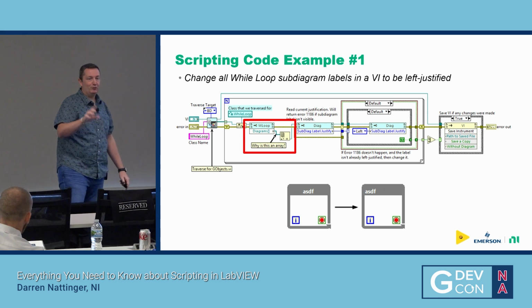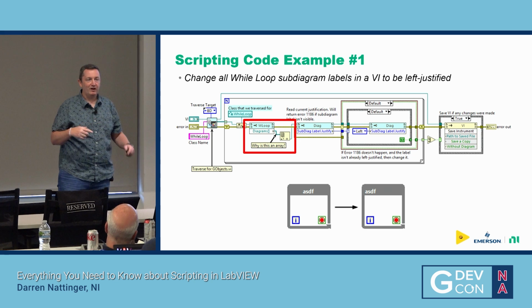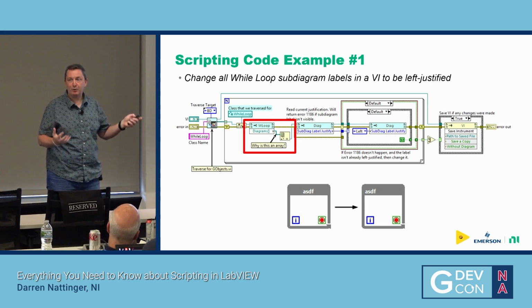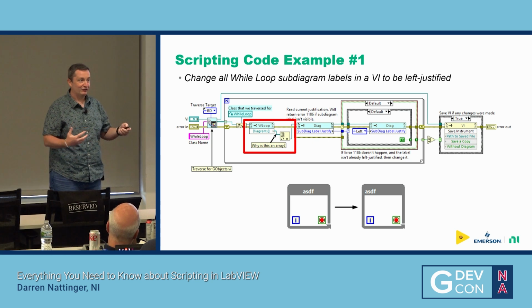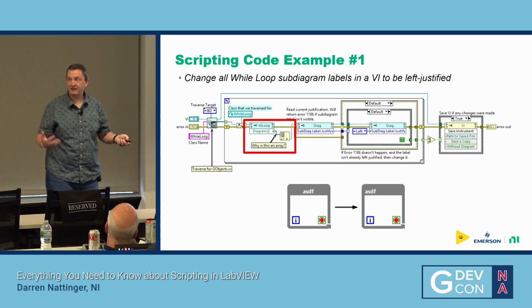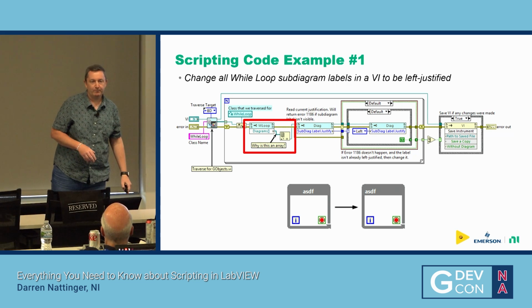So a regular while loop can only ever have one diagram, and the reason we've got an array here is because the diagrams property is a property of the structure class in VI server, and some structures have multiple diagrams, like case structures and event structures. The while loop just has one, so we can pull off that one diagram.